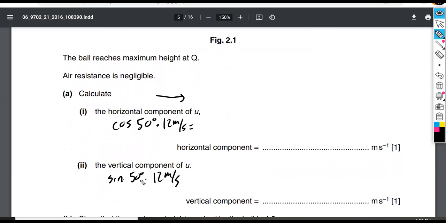So the sine of 50 degrees times 12 is going to be the vertical component of that. Question?